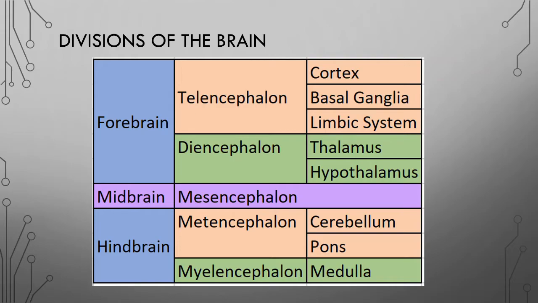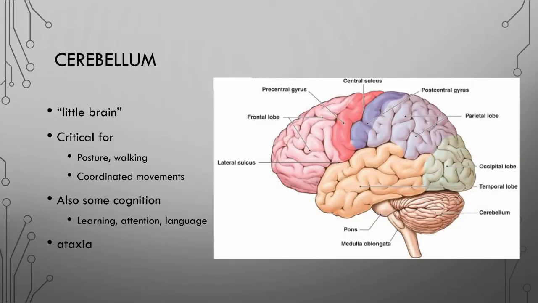In the forebrain, we have the telencephalon and the diencephalon. The diencephalon is made up of the thalamus and the hypothalamus. The telencephalon is made up of the basal ganglia, the limbic system, and the rest of the cortex. So this table is for your reference when you're studying and relating these names to specific areas. The cerebellum is not part of the cortex, it's part of the metencephalon, but nevertheless, we'll still talk about it.